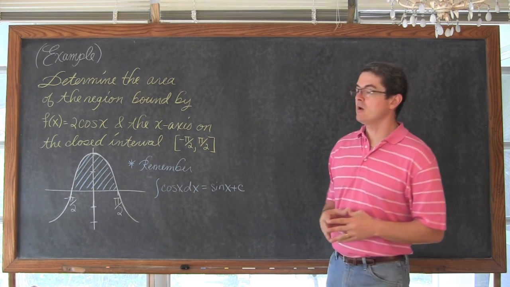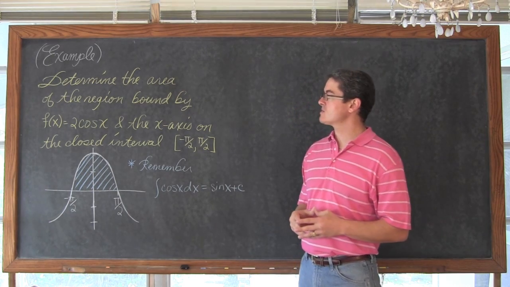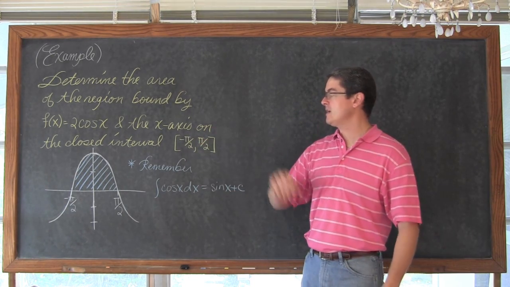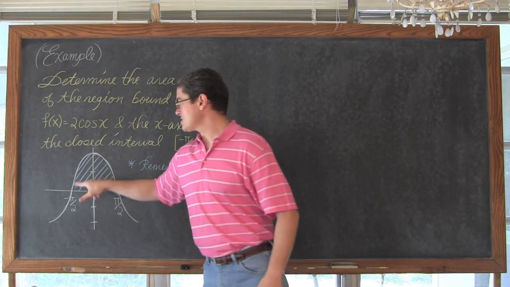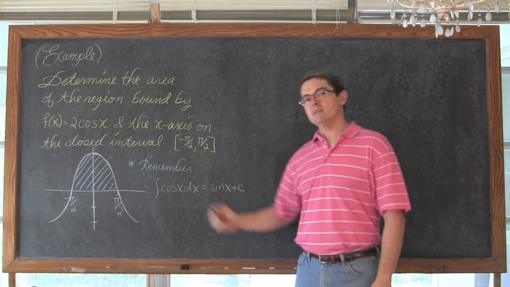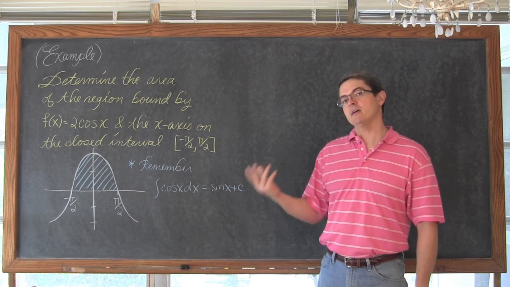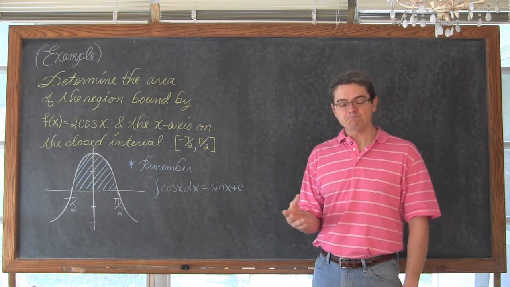So we're going to determine the area of the region bound by the function f of x, or y, is equal to 2 cosine x, and the x-axis on the closed interval of negative pi over 2 to positive pi over 2. I've given us a sketch, and I have the shaded area that we're interested in. And we want to remember that when we're doing indefinite integrals, the integral of cosine x dx is equal to sine x plus c.